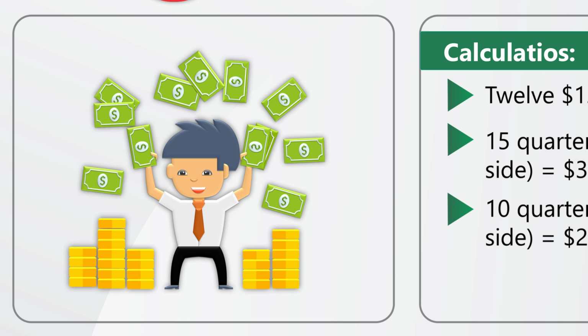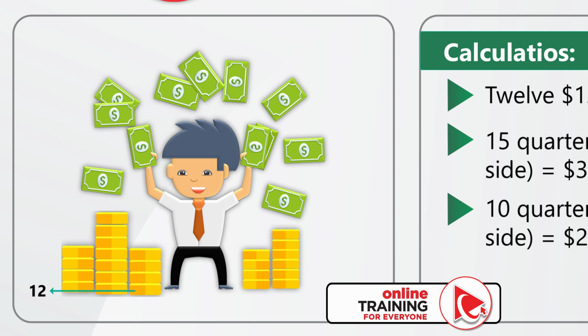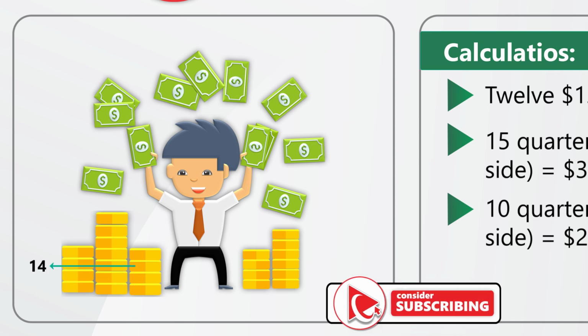Now let's do the same thing for the quarters. Let's start with the left side, which has 15 quarters. 1, 2, 3, 4, 5, 6, 7, 8, 9, 10, 11, 12, 13, 14, and 15.